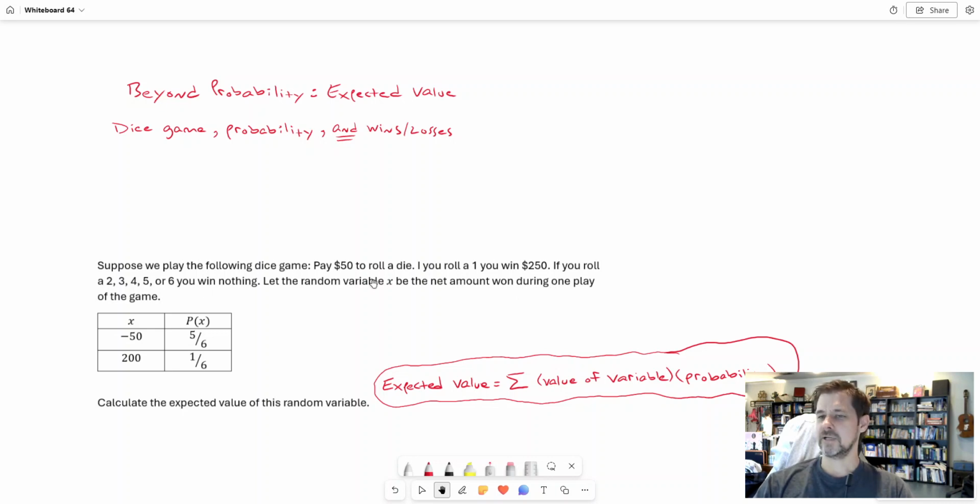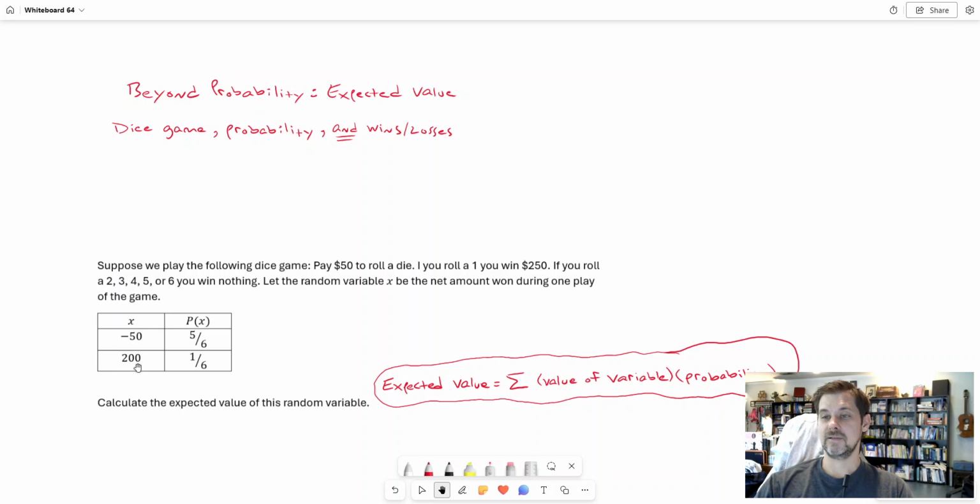So already you might see that represents that we could lose 50 or we could win however much we win. So here's a little table that puts it all together in terms of the probabilities of the different rolls and the wins and losses associated with rolling those numbers. So x, being the net amount won during one play of the game, could be negative 50, meaning that if you pay $50 to roll the die and you roll a 2 through a 6, you just lose the 50. So that's why I put it as not just 50, but negative 50. That's one value that the random variable can take.